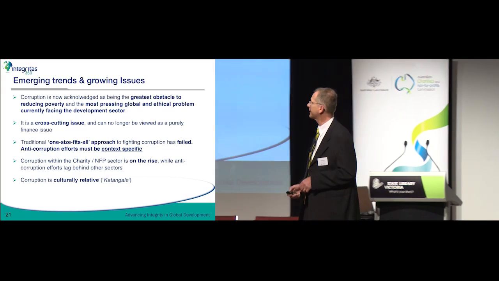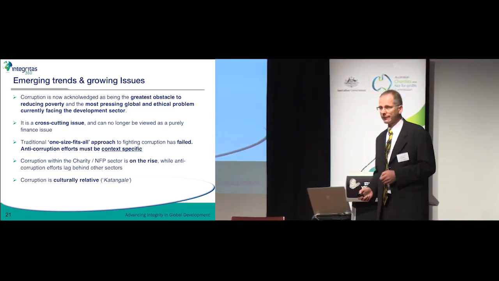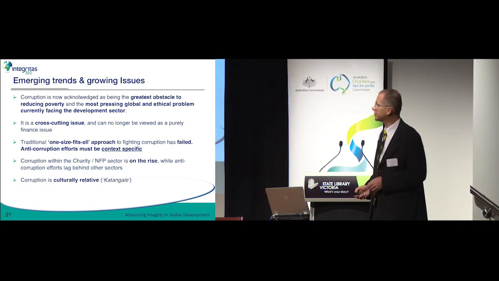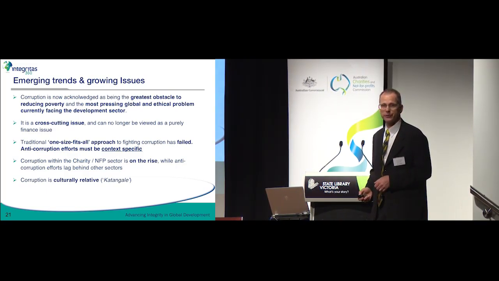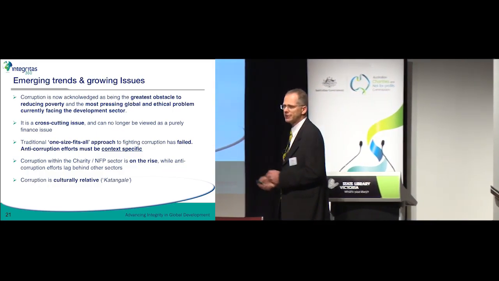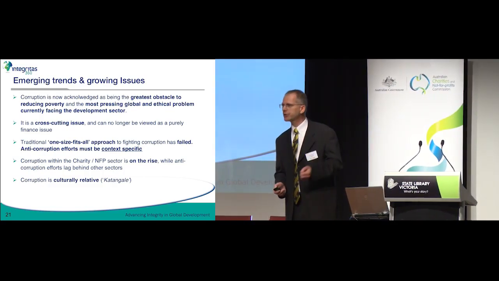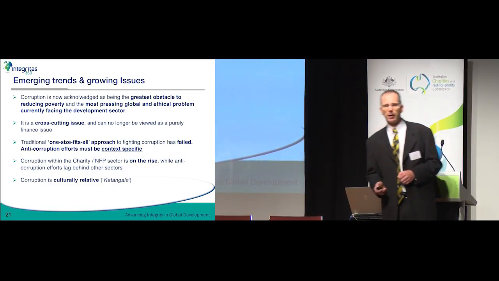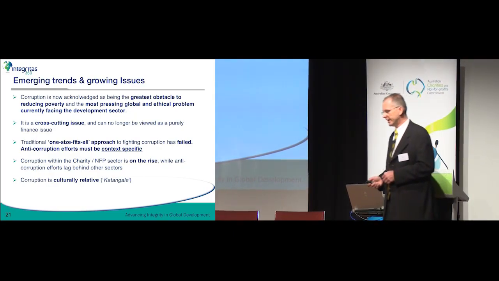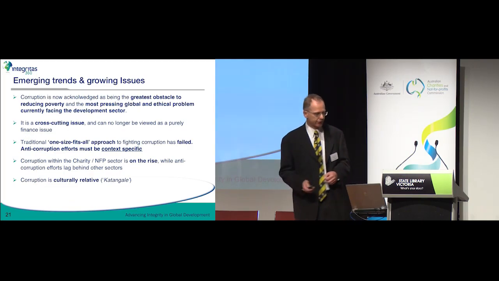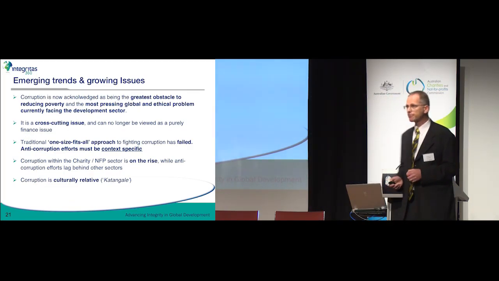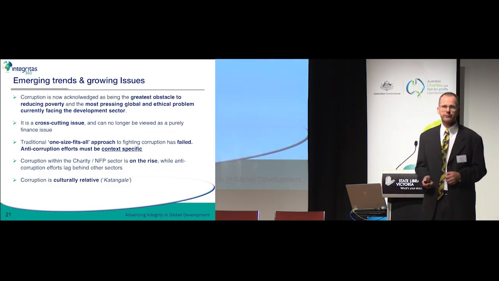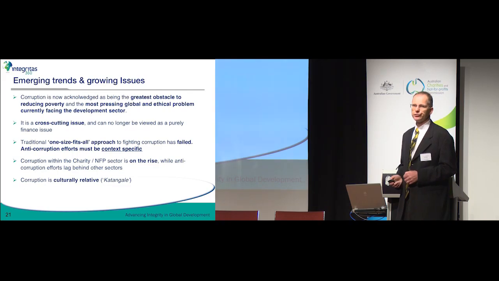So what are some of the emerging trends and growing issues? The World Bank and the UN now see corruption as the greatest obstacle to reducing poverty around the world. The greatest obstacle. We have now seen it for the first time raised by an international leader when the UK Prime Minister, a couple of months ago at a G7, made, I thought, a groundbreaking speech about how most of the problems of the current world that we face are rooted in the issue of high and growing levels of corruption. And it's about time that world leaders and the developing world started to take notice and started to take action.